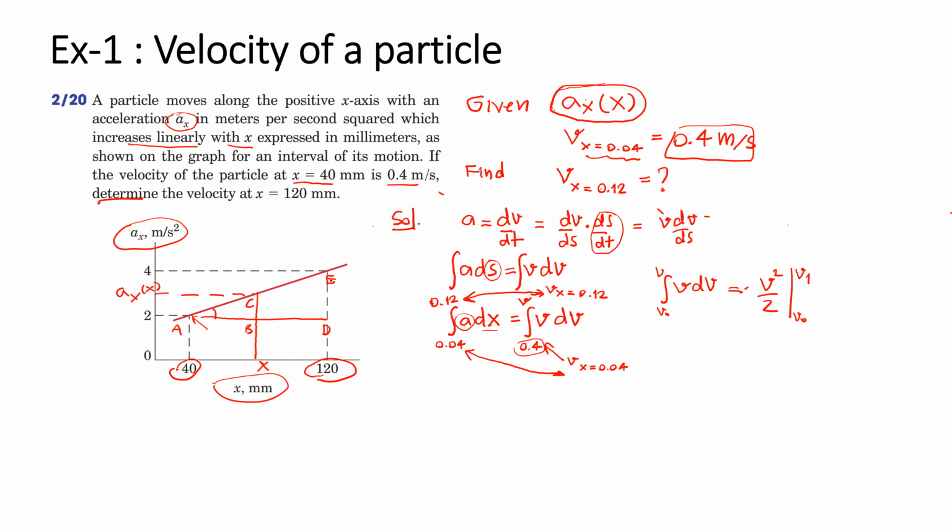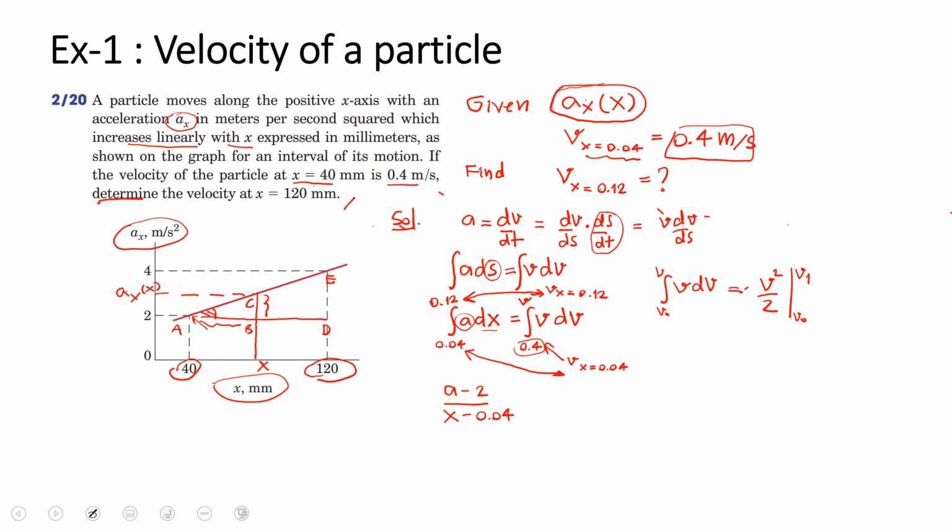I hope you can get the meaning. And yeah, by the similar triangle, we can write down the relationship that A subtract 2, which is this distance divided by distance. This distance is x subtract 40 millimeter.